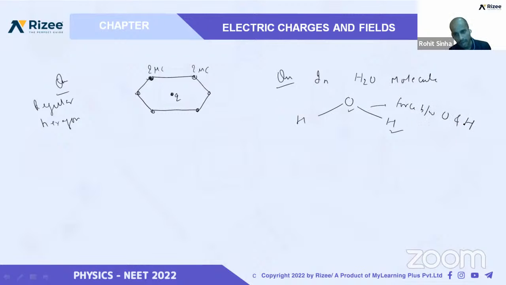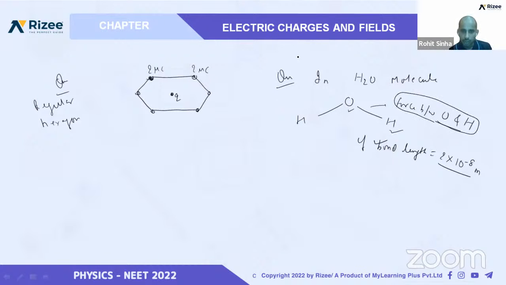Find the force between the oxygen and hydrogen atom if the bond length is equal to, I'm giving one arbitrary value, don't take it seriously, let me give like this, 10 to the power minus 8 meter. This is the bond length. You have to find the force of attraction or repulsion between the oxygen and hydrogen atom. These are the 2 questions.